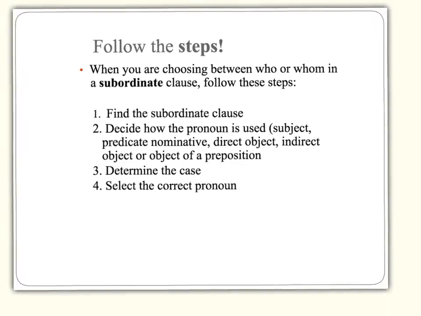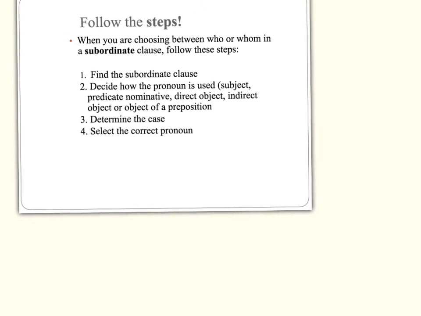When you are trying to determine the correct usage of a pronoun in a clause, you should follow these steps, both for the pronouns who and whom, as well as any other nominative or objective case pronoun. The first thing you should do is find and isolate the subordinate clause. Then decide within the clause how the pronoun is being used. If it's a subject or a predicate nominative, it will use a nominative case pronoun. So after you decide how the pronoun is being used, you determine the case and then select the correct pronoun.